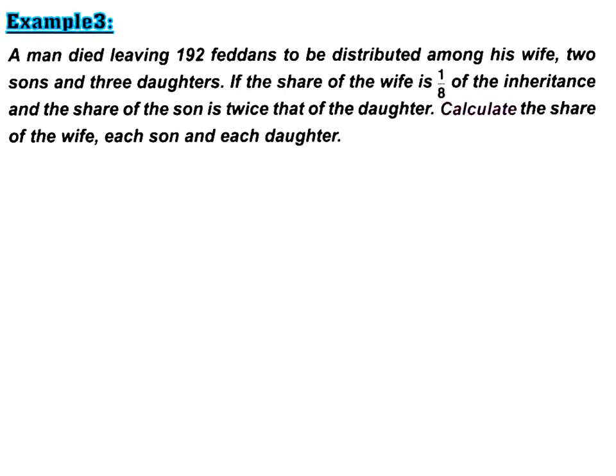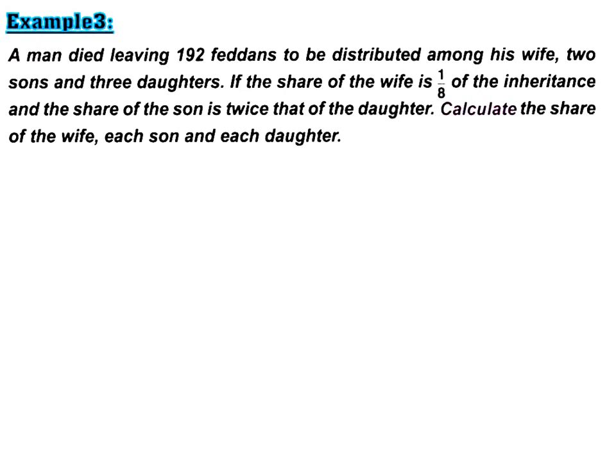Okay, he gave me the share of the wife. If the share of the wife is 1/8 of the inheritance and the share of the son is twice that of the daughter, calculate the share of the wife, each son and each daughter. Again, a man died and he left a capital of inheritance equal to 192 feddans. He gave me the share of the wife: 1/8 of the inheritance. The inheritance equals 192 feddans.